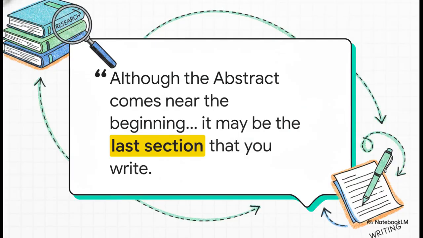Now, before we move on to how we analyze these, I've got to highlight a fascinating and honestly pretty ironic fact from our source material. It notes that although the abstract comes at the very beginning of a paper, it may actually be the very last section the researchers write. And, well, it makes perfect sense when you think about it. You really can't successfully summarize your methods, results, and conclusions into 200 words until you've actually finished the entire exhausting process of doing the research and writing the full paper. So the very first thing you read is actually the very last thing they created.